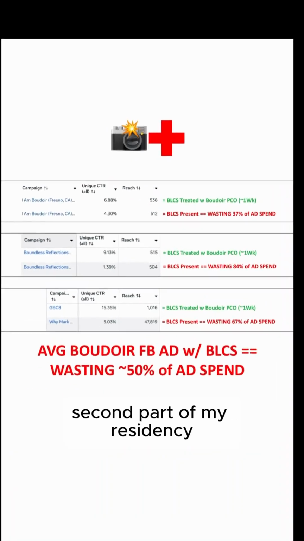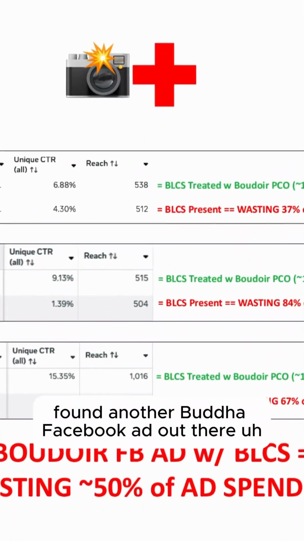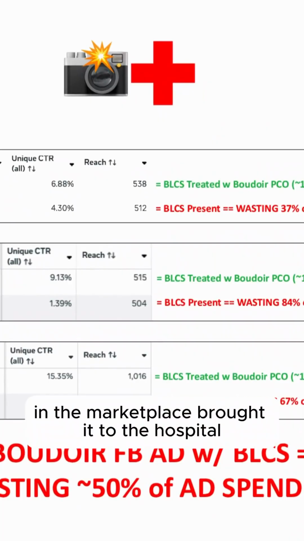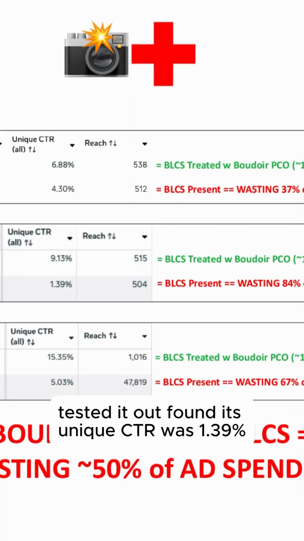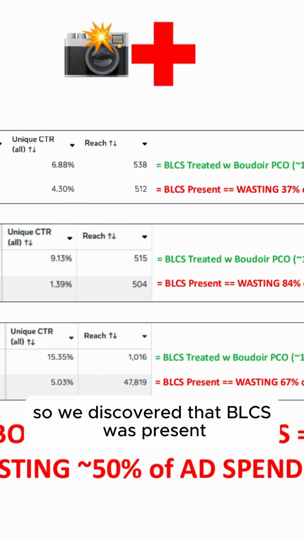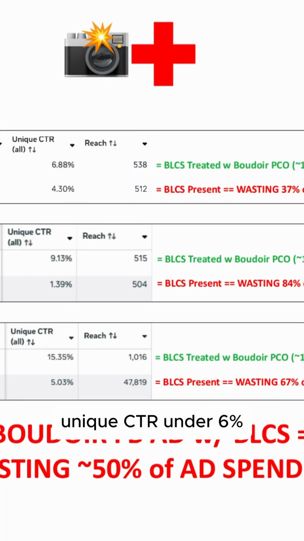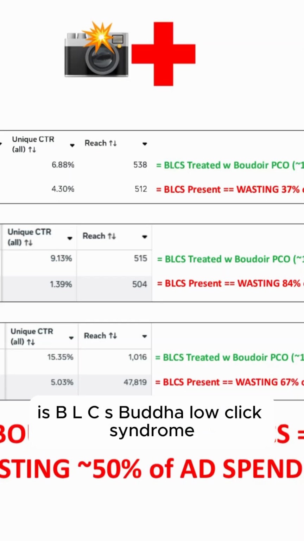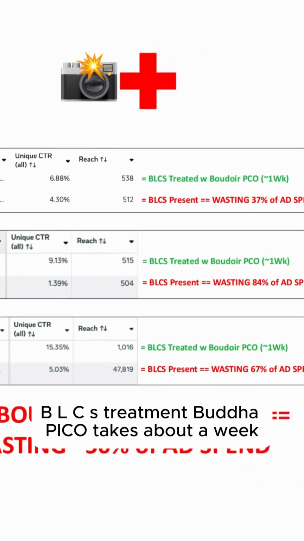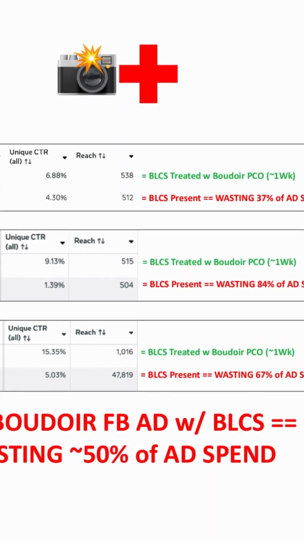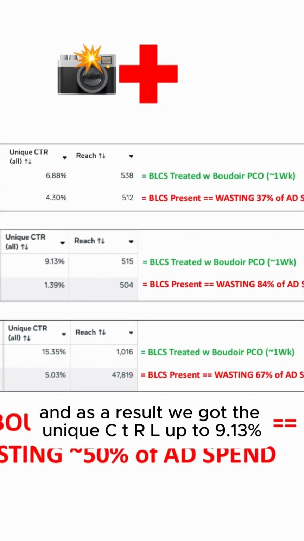All right, second part of my residency, found another Boudoir Facebook ad out there in the marketplace. Brought it to the hospital, tested it out, found its unique CTR all was 1.39%. So we discovered that BLCS was present. Unique CTR all under 6% is BLCS, Boudoir low click syndrome. But we got the treatment for it. BLCS treatment with Boudoir Pico takes about a week. And as a result, we got the unique CTR all up to 9.13%.